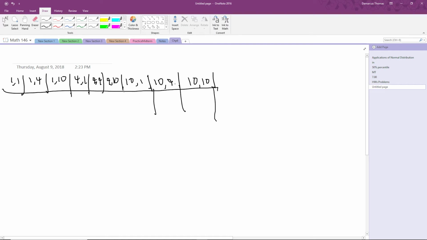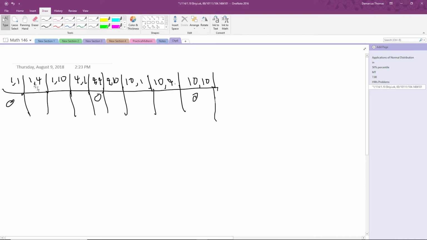We need to see the variances of each one. So we simply need to take the variance. Now I already know the variance of this, because they're the same, the variance is going to be 0. The variance of this is going to be 0. The variance of this will be 0. Now I need to find the variance of 1, 4, 1, 10, and so on and so forth.